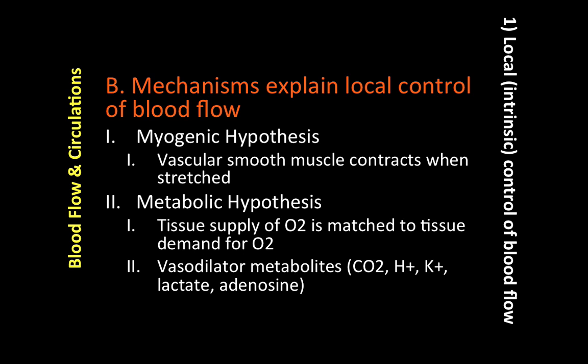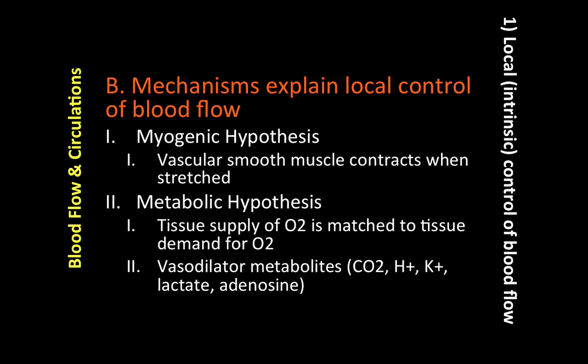So the increased metabolite causes arterial vasodilation, increased blood flow, and increased O2 delivery to the tissue to meet demand. So when we're exercising, the metabolic hypothesis explains this by saying we need more oxygen and also we need vasodilator metabolite, which is lactate in this case. Let me give you another example and we'll end with this for this subject.